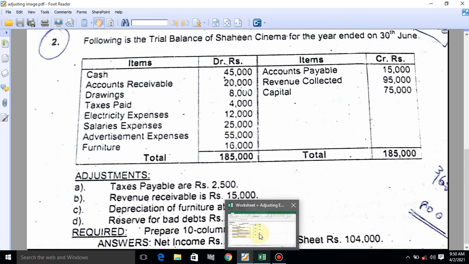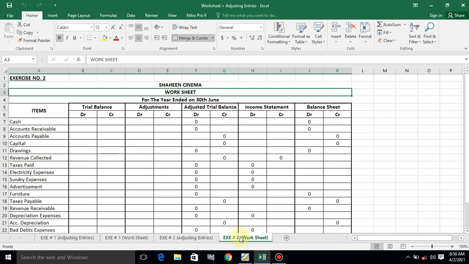When we are talking about worksheet, we have this format as you can see on the screen, and we have to prepare a 10 columns worksheet. So we have to discuss 5 major columns here, that is of trial balance. After that we have to generate the column of adjustments. After that the column of adjusted trial balance, then income statement, and the final column is of balance sheet. So the format is already visible to you.